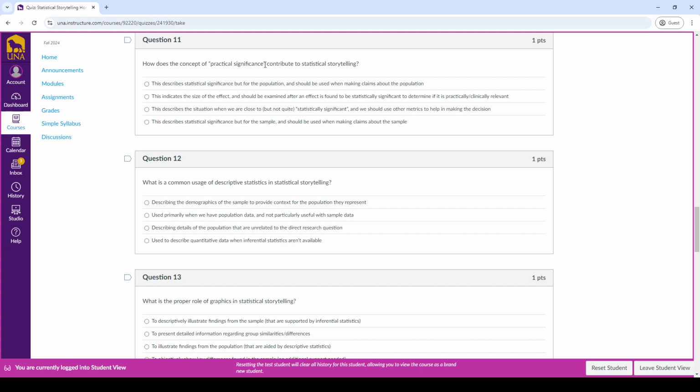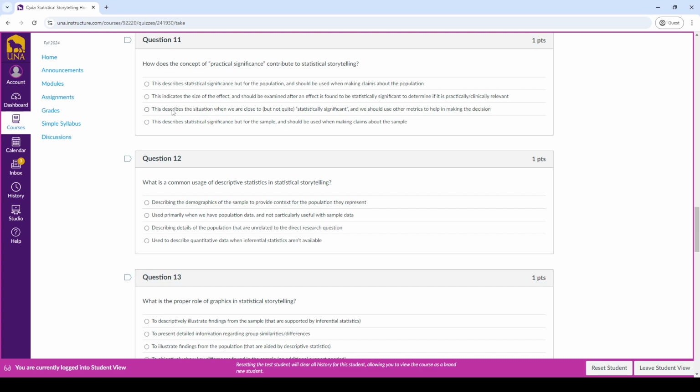All right, how does the concept of practical significance contribute to statistical storytelling? "Describes significance, but for the population, should be used when making claims about the population." No, that's not practical significance. "Indicates the size of the effect, which should be examined after an effect is found to be statistically significant to determine if it's practically clinically relevant." Okay, yeah, this is probably going to be it, but let's read the rest.